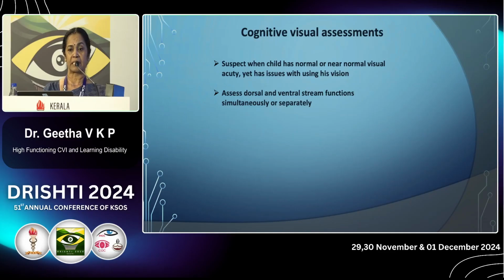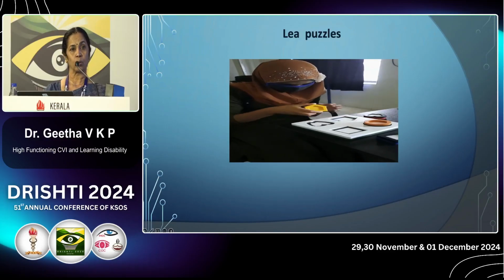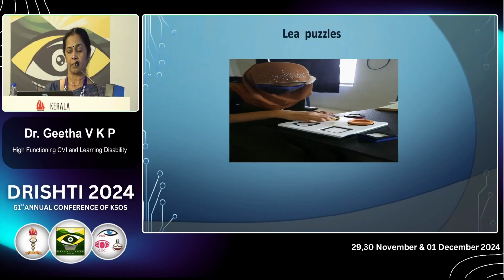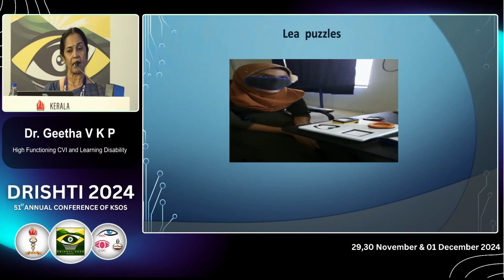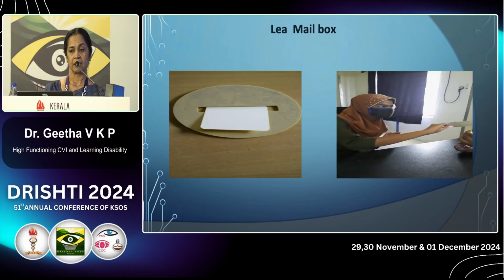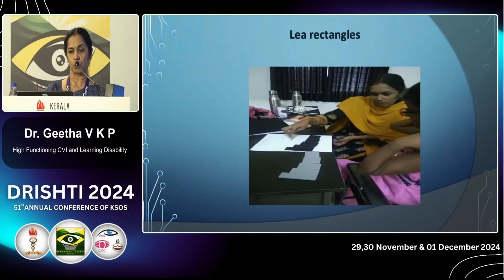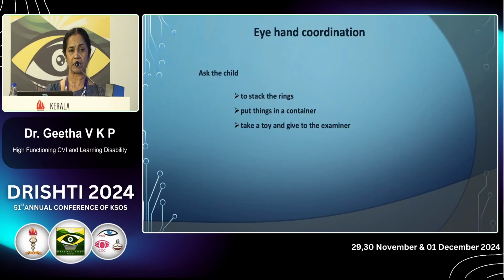Cognitive visual assessments. Like Dr. Mallika mentioned, this is the Lea puzzle. See this 12-year-old girl, she is a learning disability case, and she can't appreciate the shape. And see this Lea mailbox, she is using tactile clues. And Lea rectangles, all these expressions: CVI children may not be able to recognize the expression.